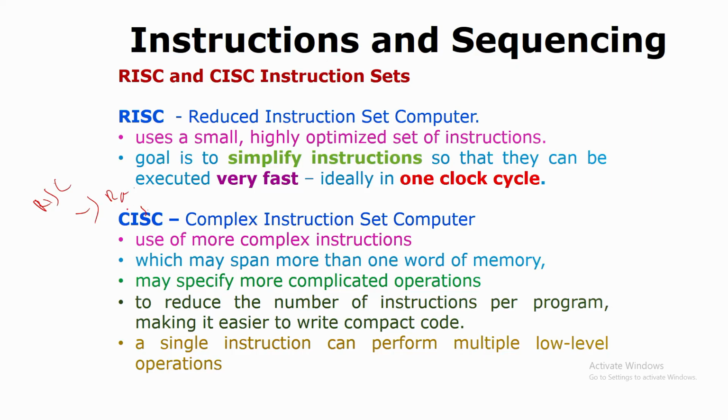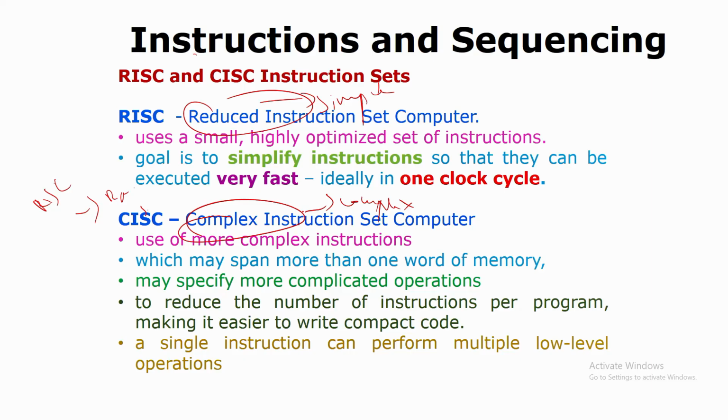So here, a simple number of simple instructions, each designed for efficient execution in a single clock cycle. CISC is in direct contrast to RISC. RISC has a reduced number of simple instructions, whereas CISC architecture provides a large number of complex instructions. Here, reduced simple instructions in RISC; complex instructions in CISC.